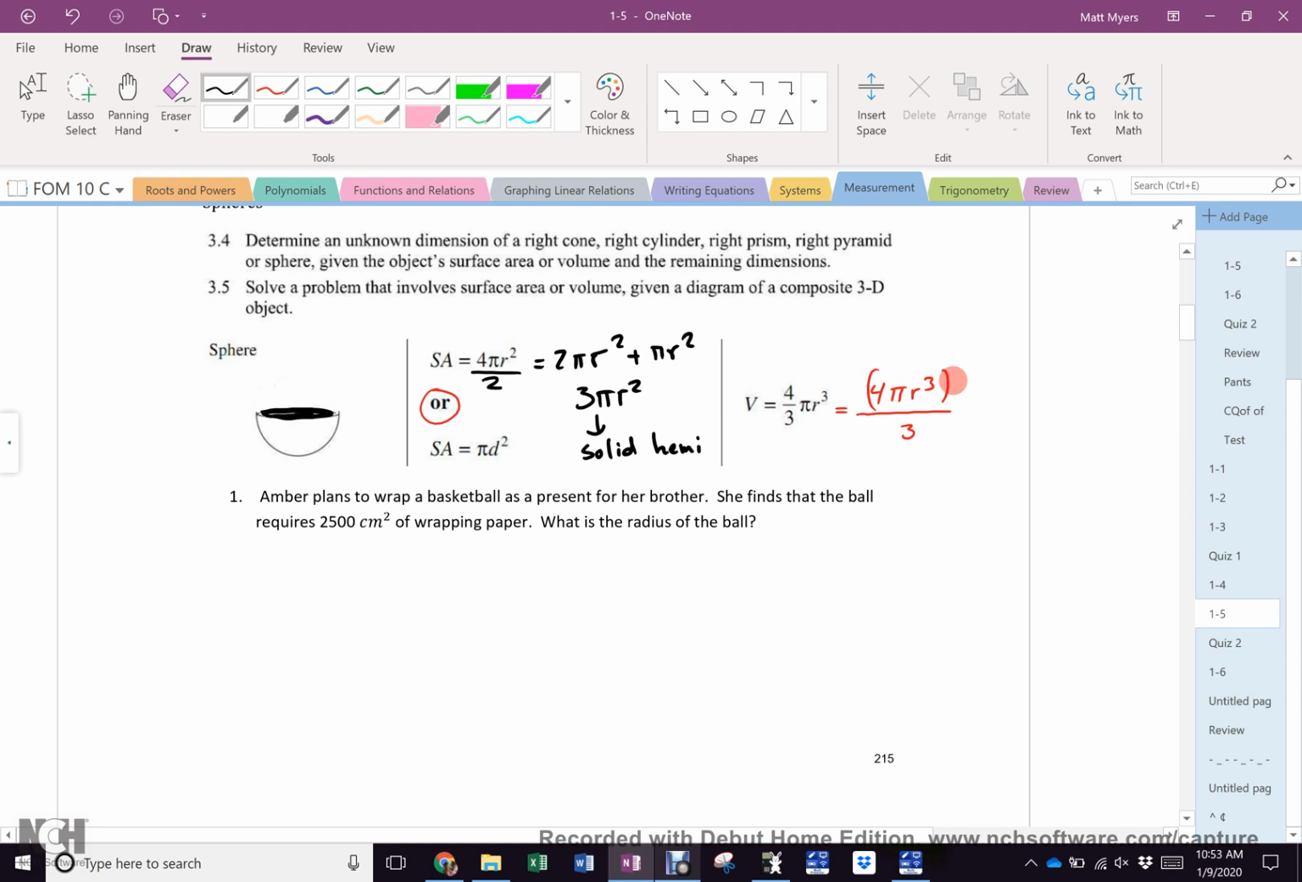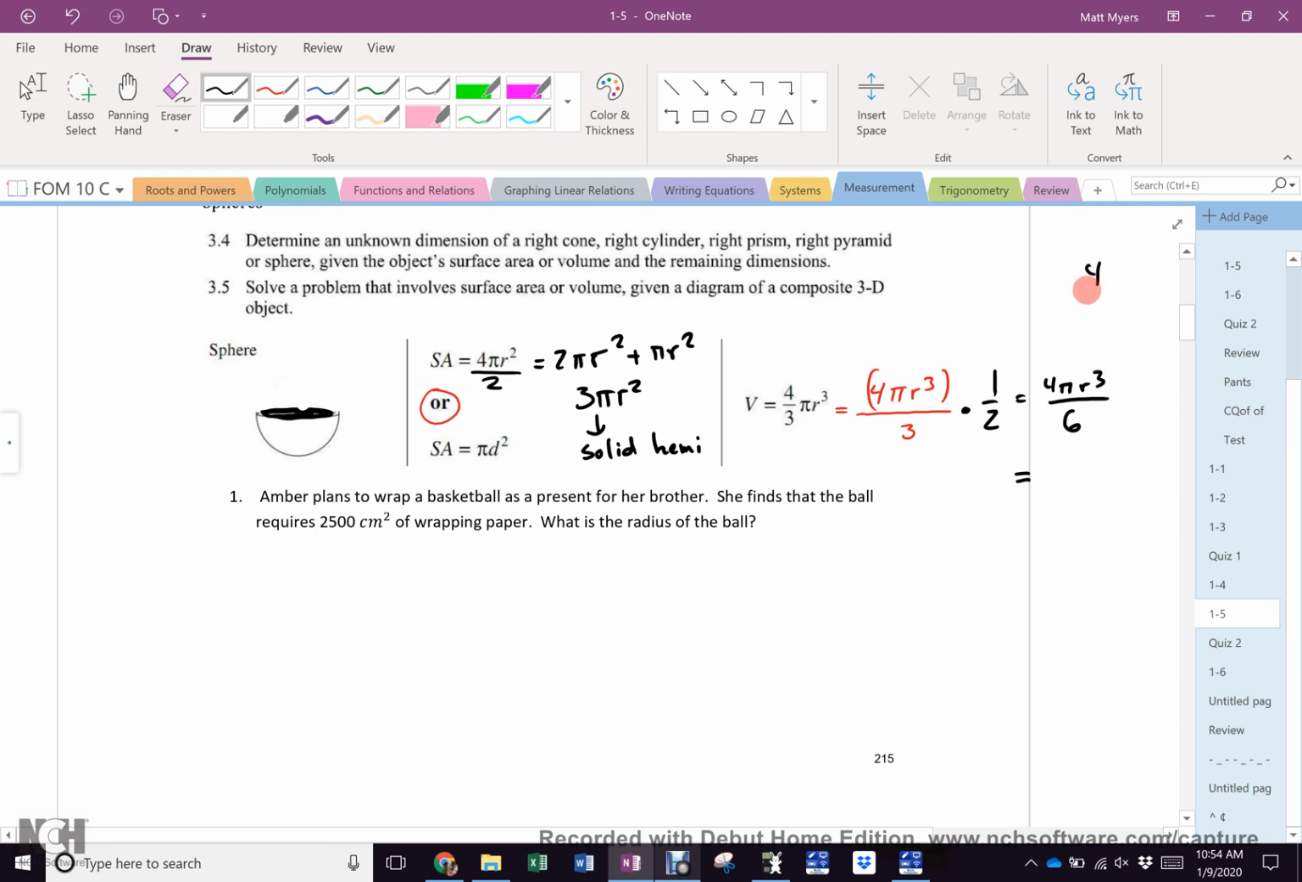A hemisphere is half a sphere, yes? Yeah. So I would multiply this by what? By a half. What's 4 pi r cubed times 1? 4 pi r cubed, all right? I'm not fooling you. What's 3 times 2? 6. And then I see 4 on top and 6 on the bottom. So what do I do?